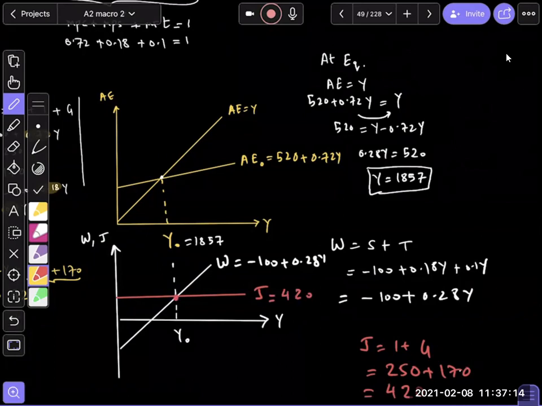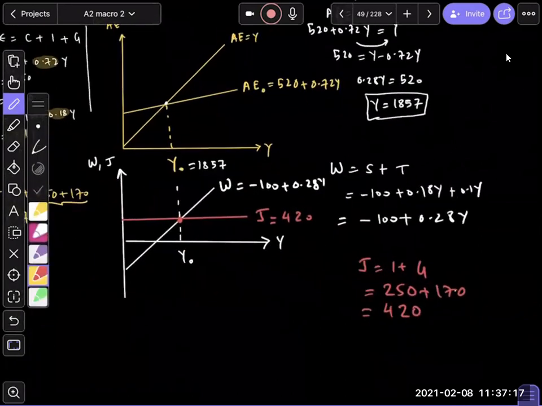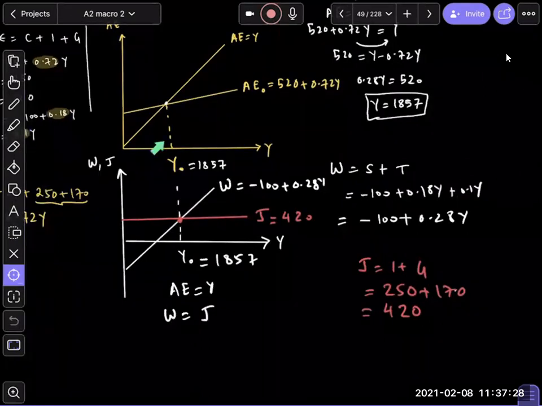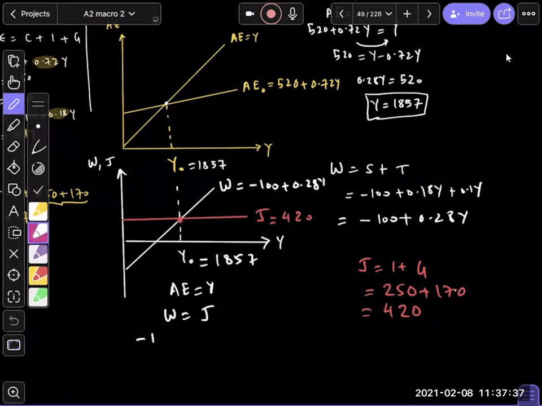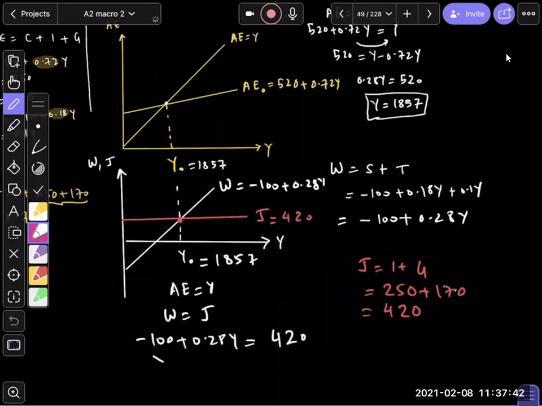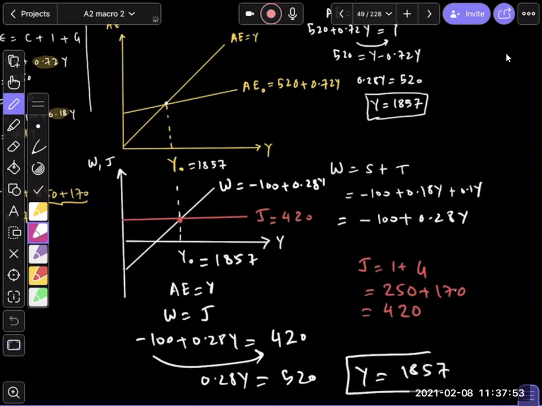Can somebody prove to me why W is equal to J will also lead to 1857? If W is equal to J, just like AE is equal to Y, so AE is equal to Y gives you 1857. W is equal to J should also give you 1857. That's what I made in my diagram. Why? Because I know W is minus 100 plus 0.28y and J is 420. If this goes on the other side, 0.28y becomes 520, or y becomes 520 over 0.28, which is 1857 again. So we are doing the right thing.